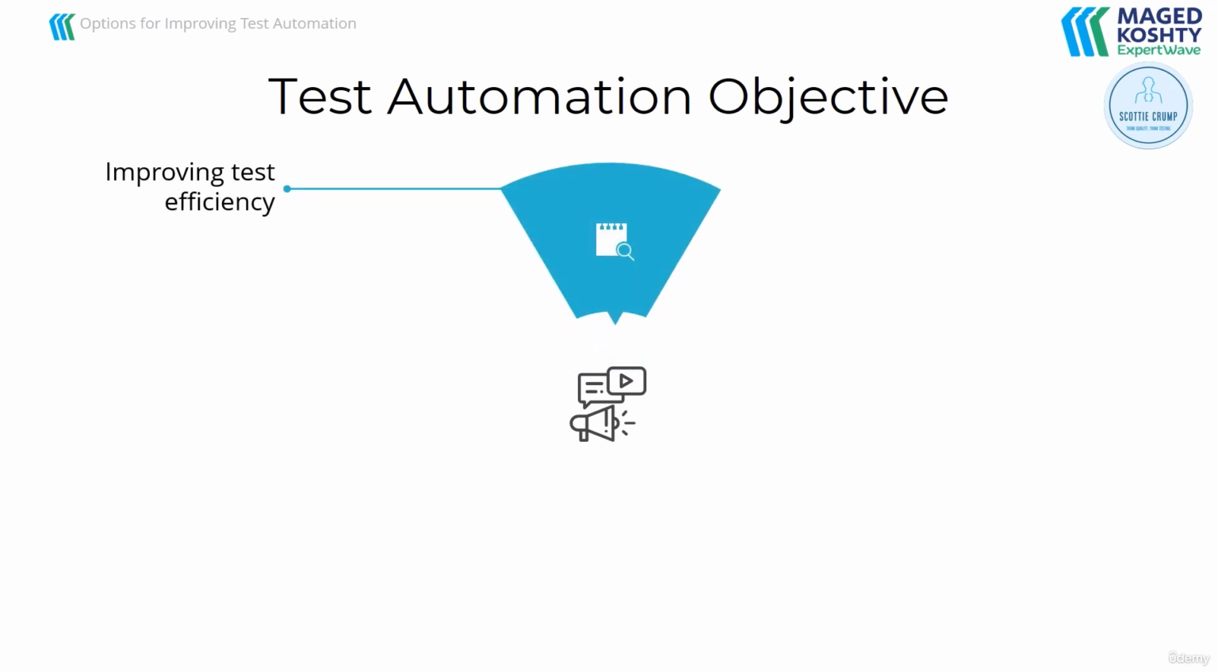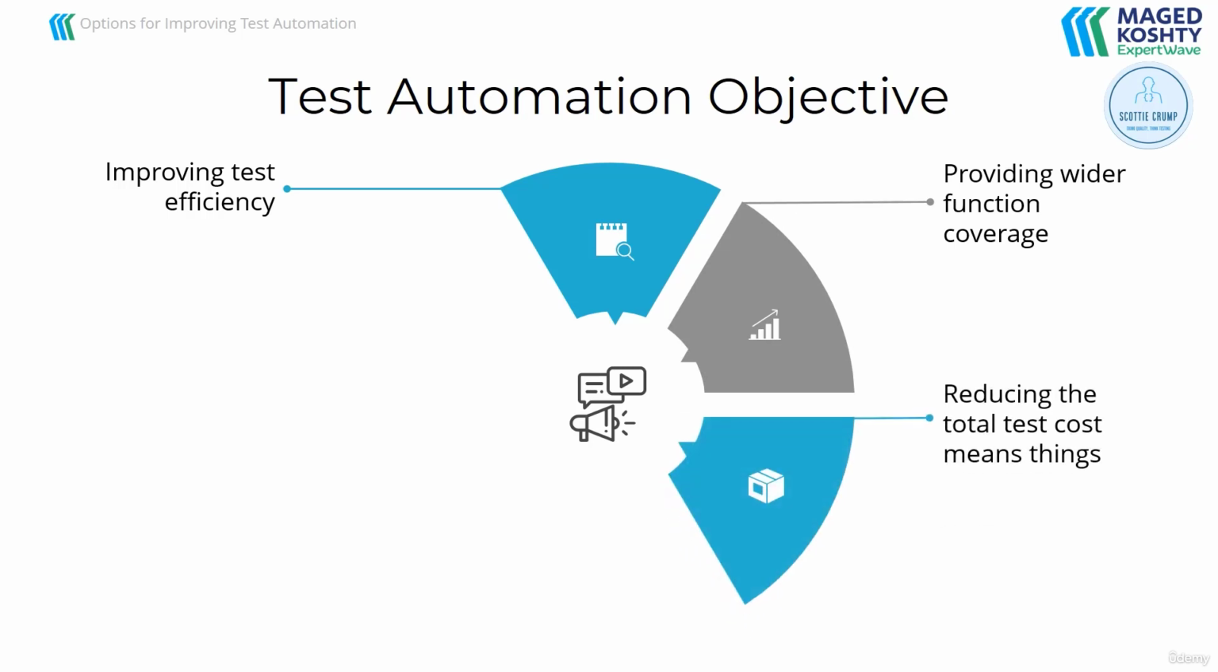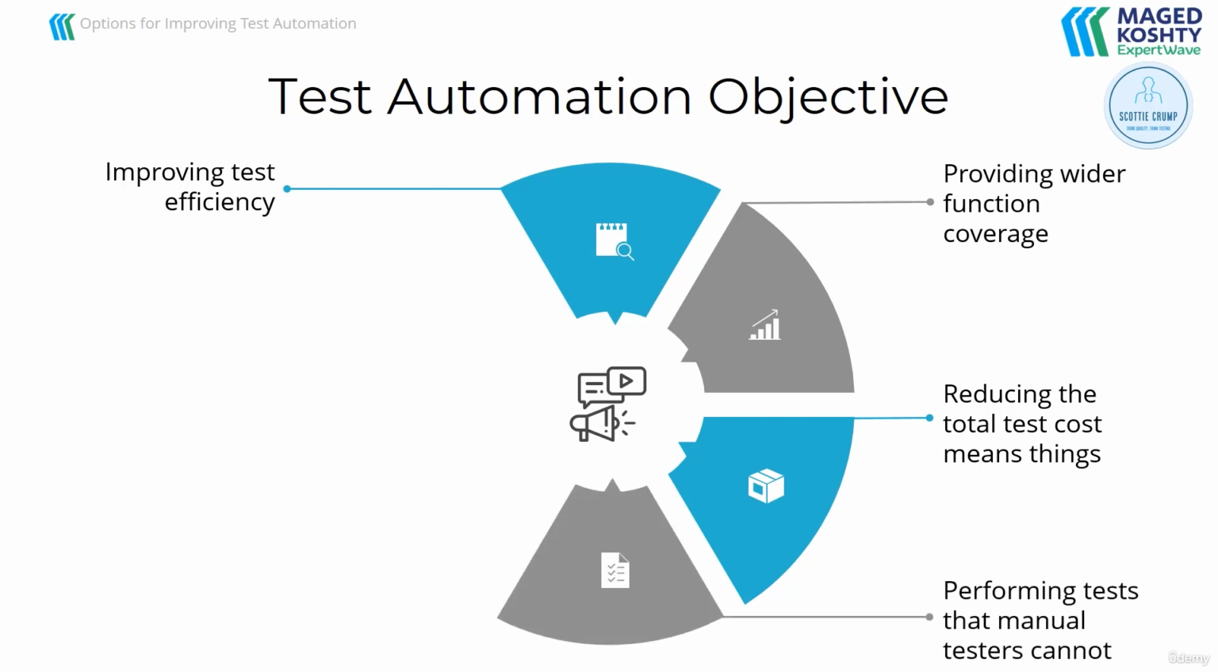This means increasing the number of test cases executed in a given time. Providing wider function coverage. This means adding test cases to cover as many lines of code and functions as possible. Reducing the total test cost means things like creating test suites that can be run on multiple platforms with little or no modifications. Performing tests that manual testers can't. This means using test automation to achieve tasks that are difficult or impossible for a human to perform.